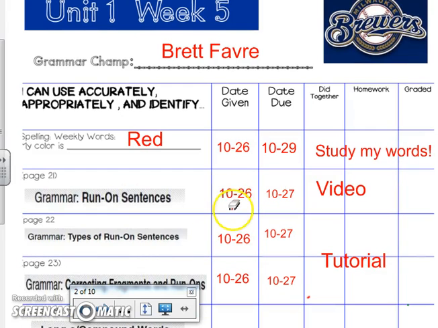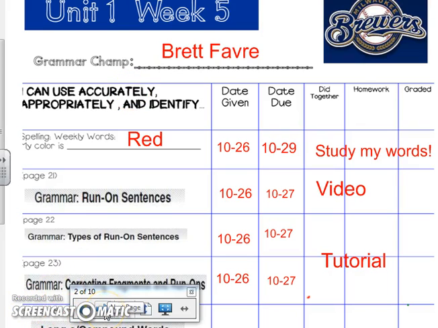And for the next three activities, we're going to put the 27th, and we're going to write video tutorial. So there are 3 pages that you're going to do a tutorial on, okay? So make sure you get that written down. So go ahead, pause the recording, and write out all this information on your packet.